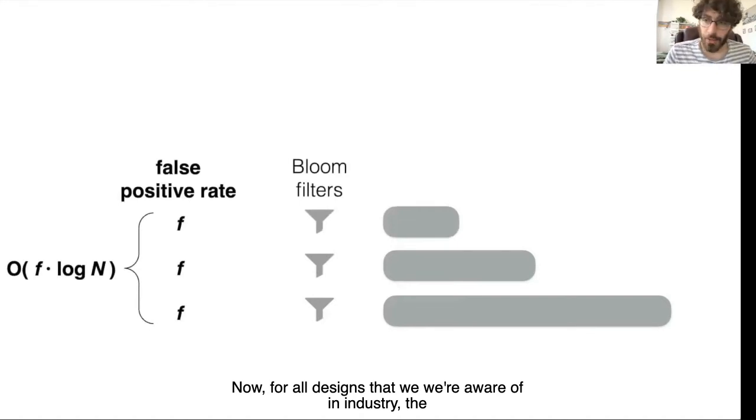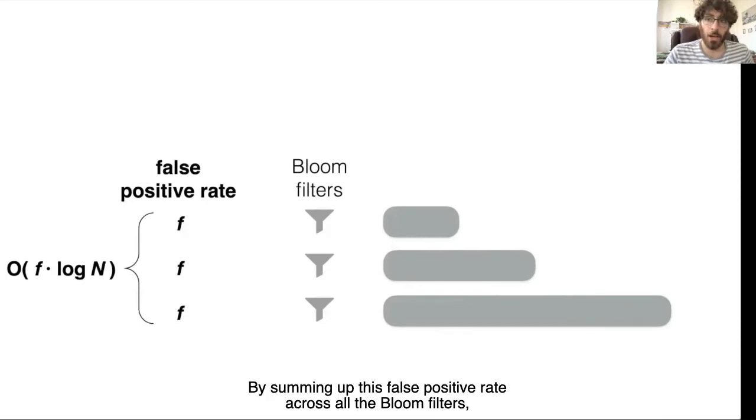Now, for all designs that we're aware of in industry, the Bloom filters are assigned the same false positive rate. By summing up this false positive rate across all the Bloom filters, we obtain an expression of f, the false positive rate, times log of n. This expression can be interpreted as the number of storage I/O on expectation that don't do any useful work during a query.